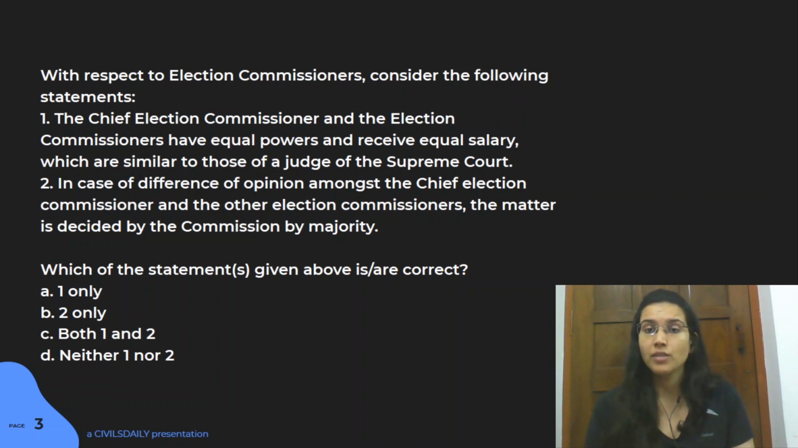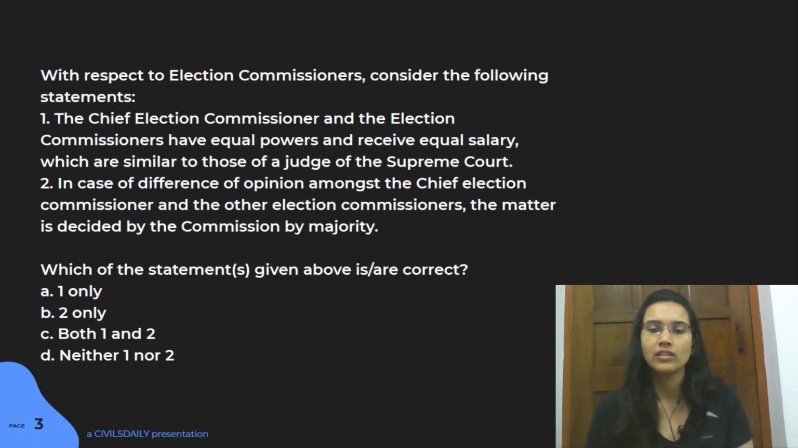So the first statement here is that the Chief Election Commissioner and the Election Commissioner have equal powers and they receive equal salary, which are similar to that of the judges of the Supreme Court. And second is that in case of difference of opinion amongst the Chief Election Commissioner and other commissioners, the matter is decided by the commission by majority. Now, which statement is correct?